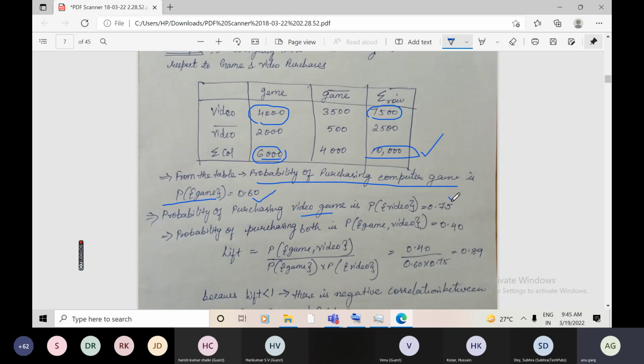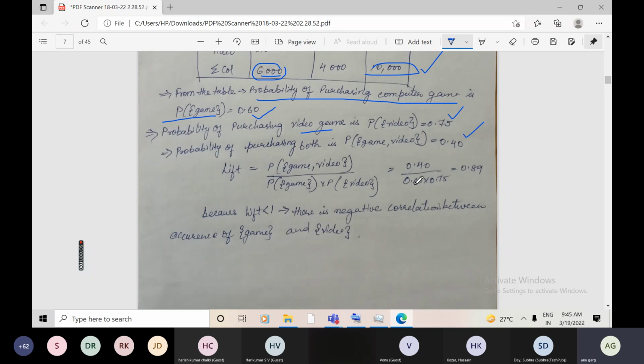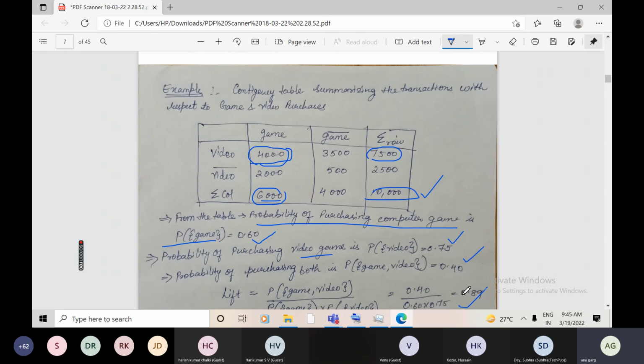7,500 by this. So this is the probability of game and video, so game or video. So this is 4,000, so 0.40. So we have filled it in the formula and then we have received the value 0.89, which is less than 1. Hence, video game and computer game are not correlated to each other.